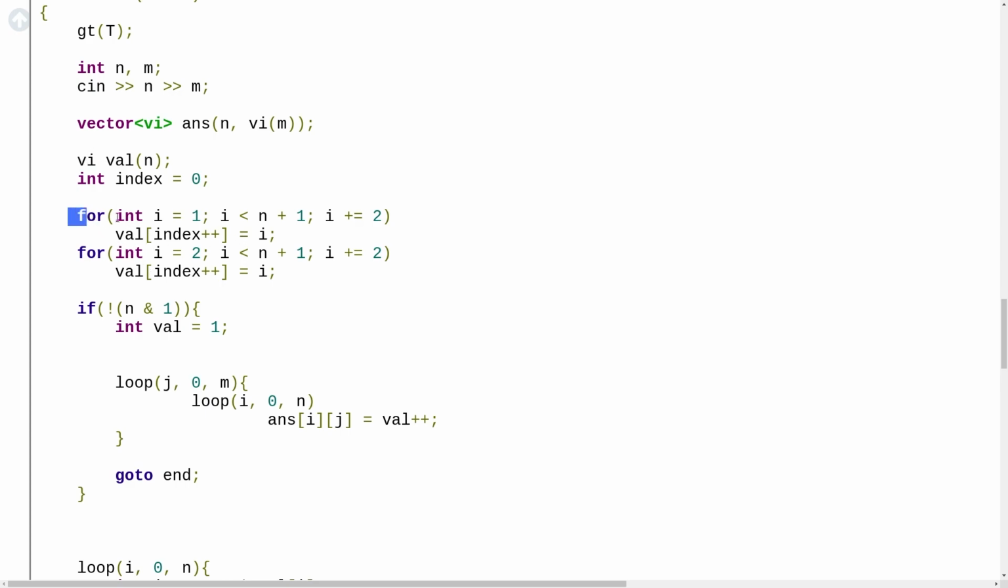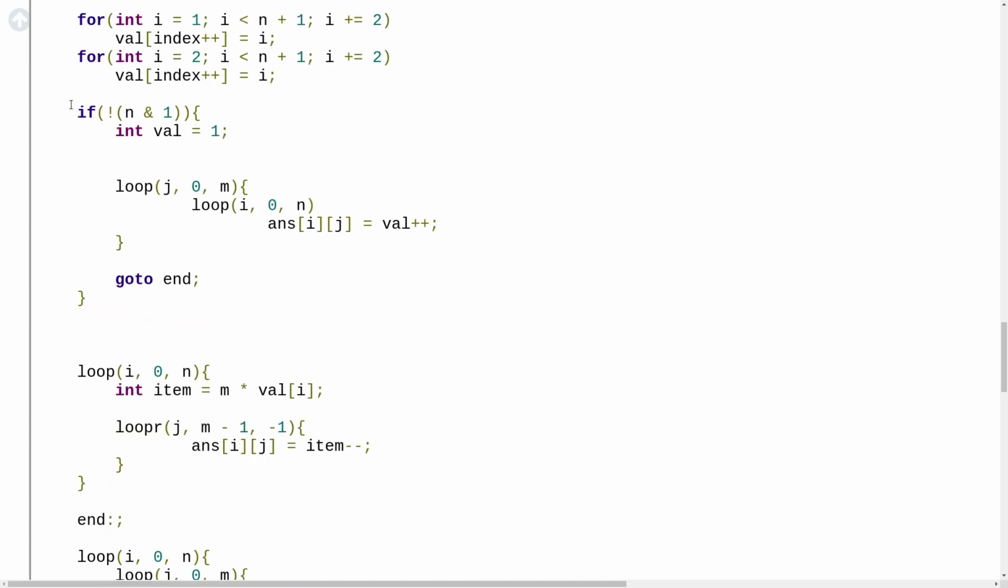Now I'm traversing through all the odd numbers which are less than or equal to n, and I'm adding them to my value vector. So basically the index starts from 0. So value of 0 will be I, and then value of 1 will be I, value of 2 will be I, and so on, right? So I is all the odd numbers initially and all the even numbers then, or you can also take all the even numbers first and all the odd numbers after it. It doesn't matter. Now I have two cases when the value of n is even.